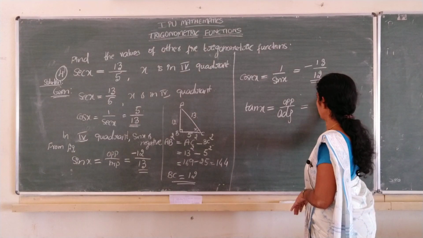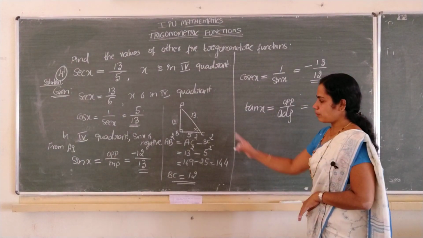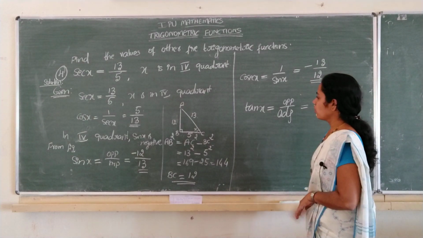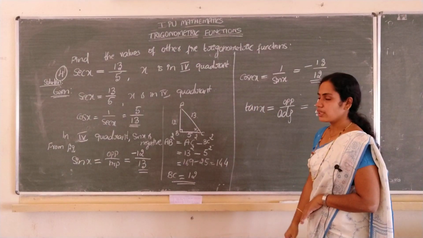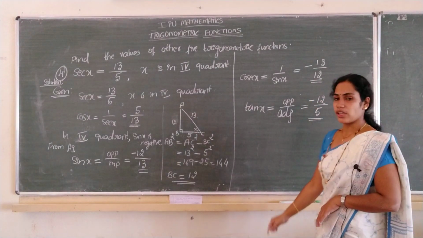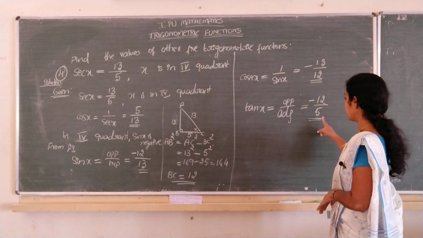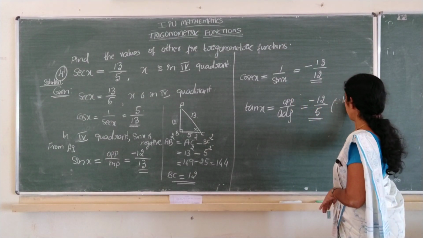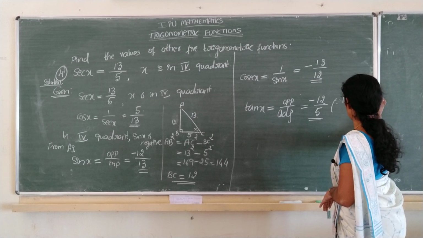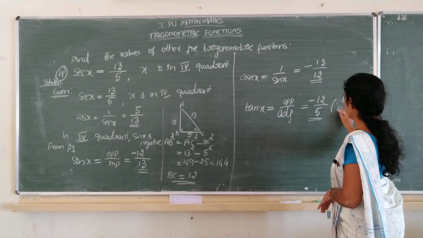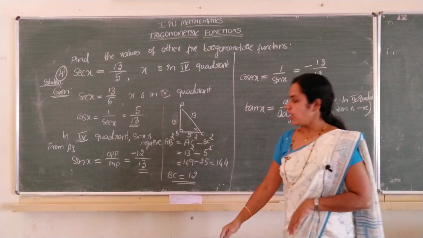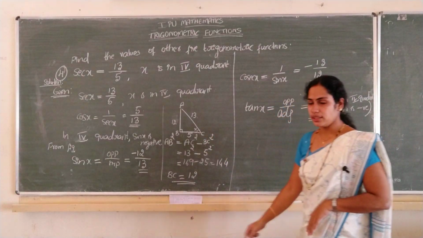What is opposite? 12 divided by adjacent is 5. What about the sign in the fourth quadrant? In the fourth quadrant, tan is also negative, so the value is minus 12 by 5, because in the fourth quadrant cos is positive and sine is negative.